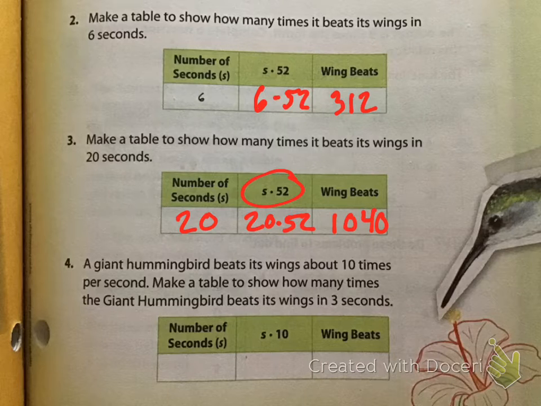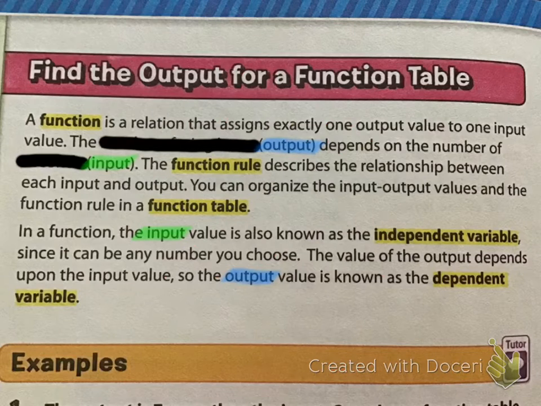And then lastly, let's read this. A giant hummingbird beats its wings about 10 times per second. Make a table to show how many times a giant hummingbird beats its wings in 3 seconds. So normally we would have to come up with that equation, that expression technically. But we know its number of seconds is 3. We get 3 times 10. So everybody at the same time, how many times does it beat its wings in 3 seconds? 30. Excellent.